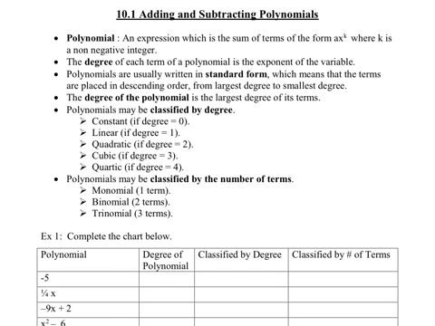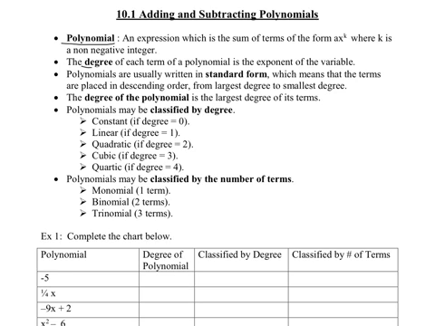All right, guys, what we're going to do today is go over section 10.1, which is adding and subtracting polynomials. And to start, we're going to go over some vocabulary. A polynomial is an expression that is the sum of terms of the form ax^k, where k is a non-negative integer. In other words, we're not going to have any negative exponents.